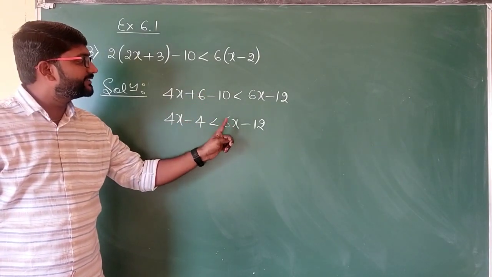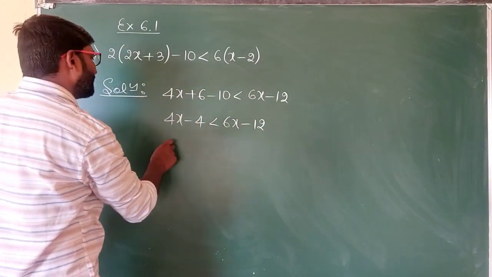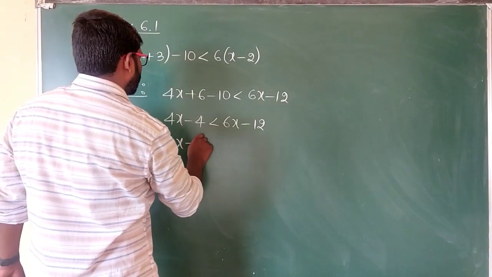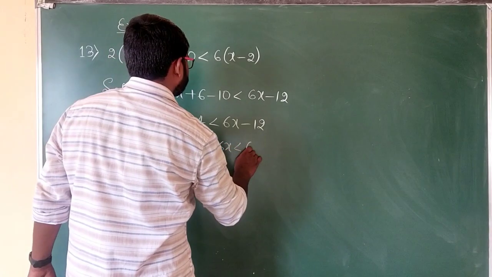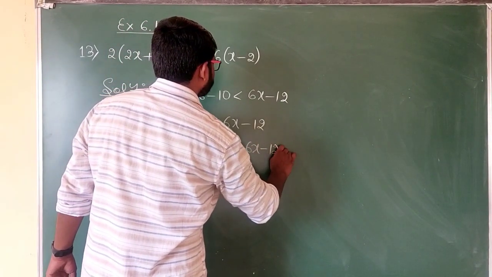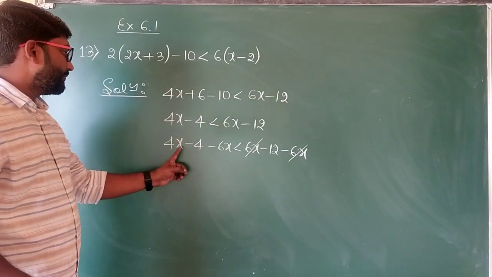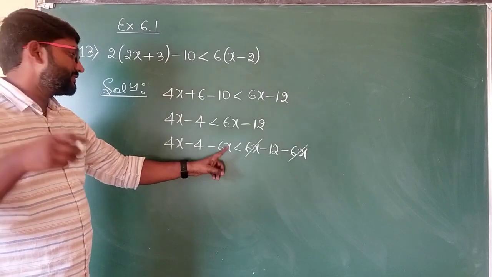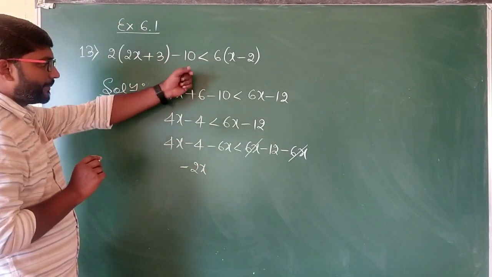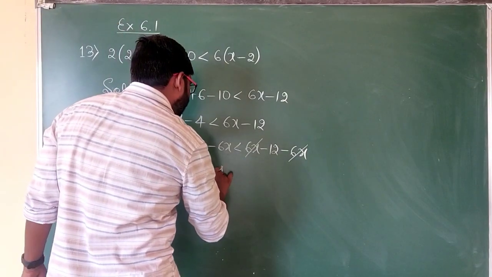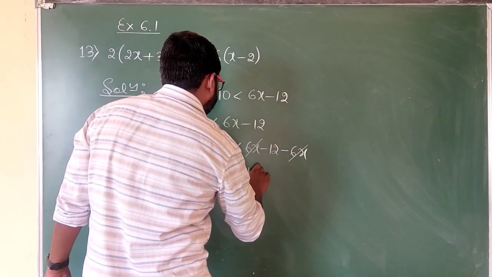In order to eliminate 6x, both the sides we need to subtract 6x. Let us do that now. 4x minus 4 less than 6x minus 12, minus 6x on both sides. So these two get cancelled. Then 4x minus 6x will be minus 2x. So we get minus 2x. Then writing minus 4 as it is, then less than minus 12.